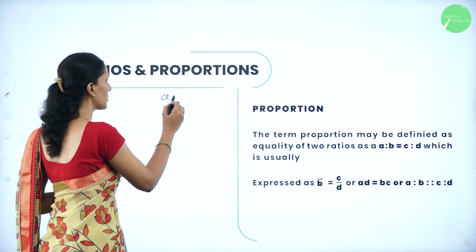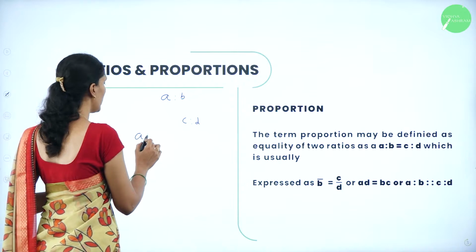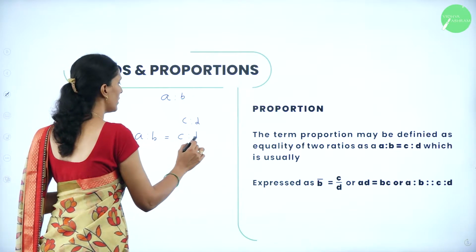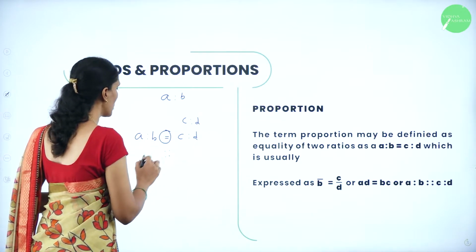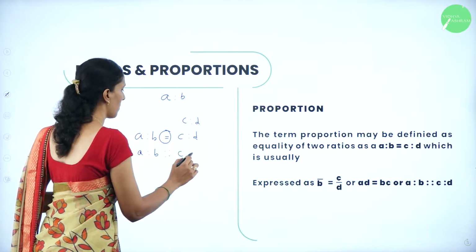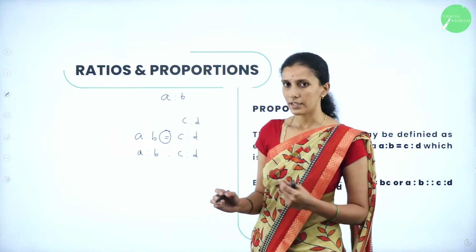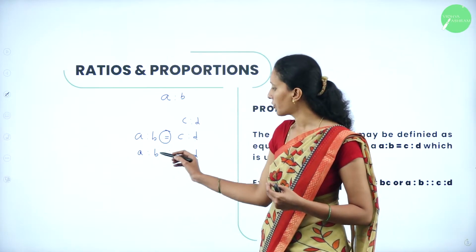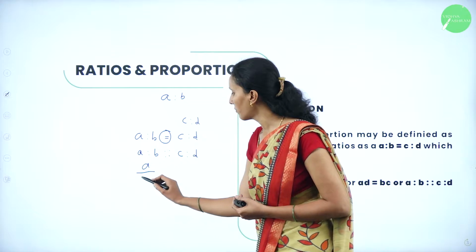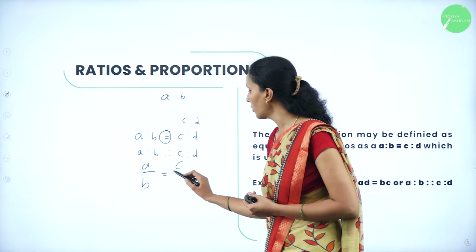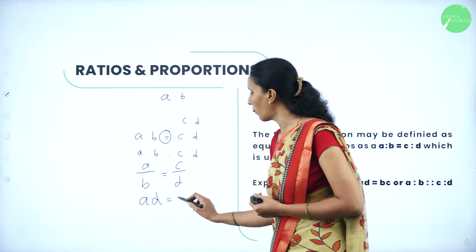Suppose you have two ratios, A is to B and C is to D. So you equate this: A is to B is equal to C is to D. This is nothing but proportion, and this is replaced by the proportionality symbol. It is usually written in the form of A is to B proportional to C is to D. When you write this in the fraction form, it is A by B is equal to C by D. So you can also cross multiply, that is AD is equal to BC.